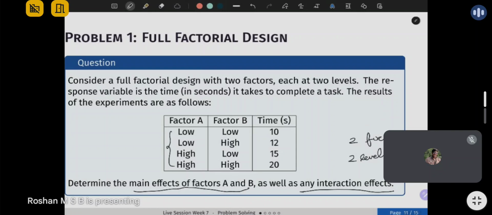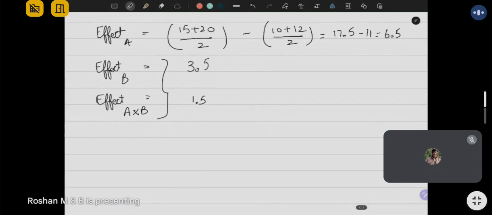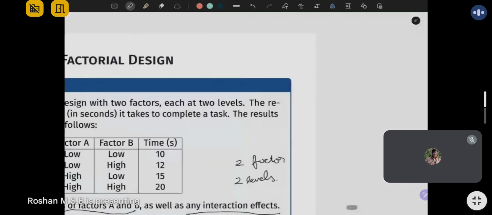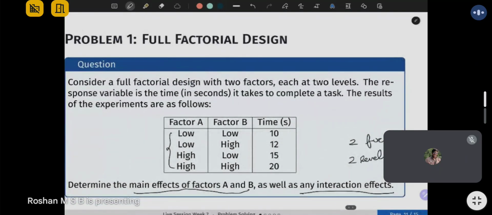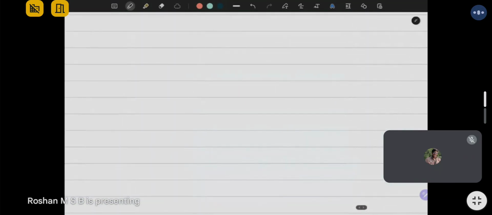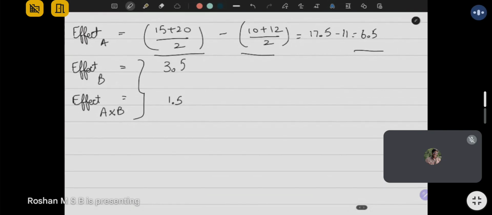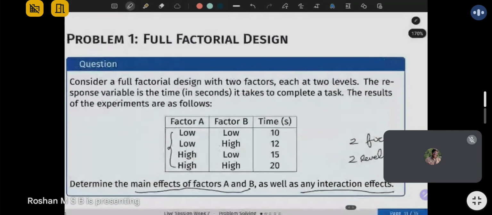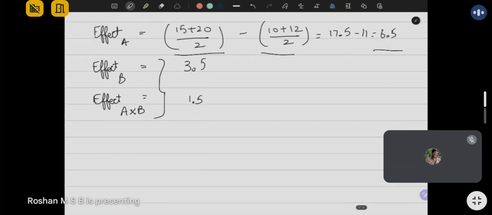If you have ordinal variables in your levels, and you subtract the effect of low from high and it comes out positive, then you can interpret it as: if I increase factor A, it leads to a positive effect. So there is an increase in the response variable, in this case the time here. If it comes out negative, it's the opposite. Is that clear? It is opposite in that sense.